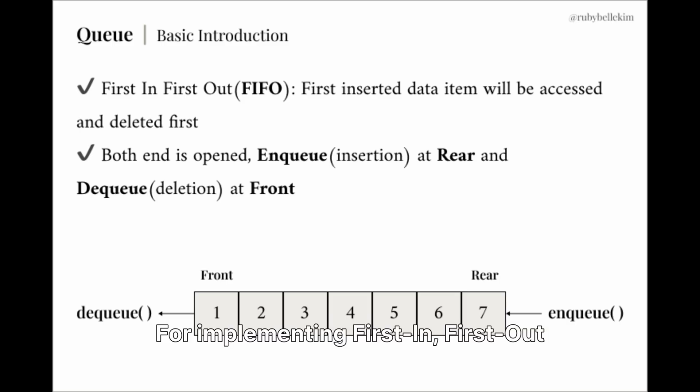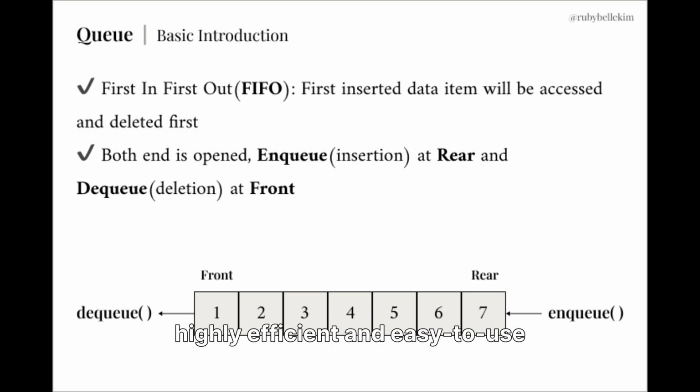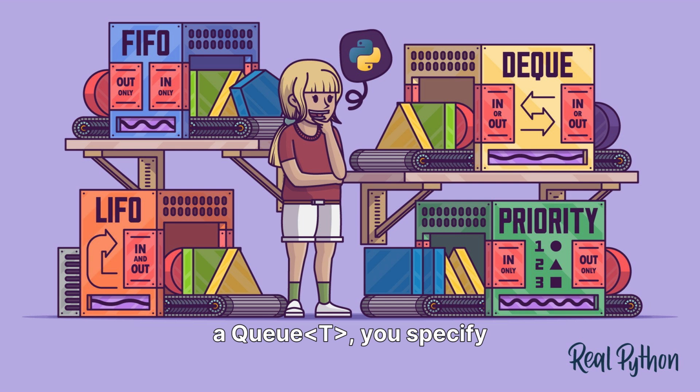For implementing first in, first out behavior, C# provides the highly efficient and easy-to-use generic Queue class. It's designed for elements processed in arrival order. To declare and instantiate a Queue, you specify the specific data type of the elements it will hold within angle brackets. This ensures type safety and prevents common errors.